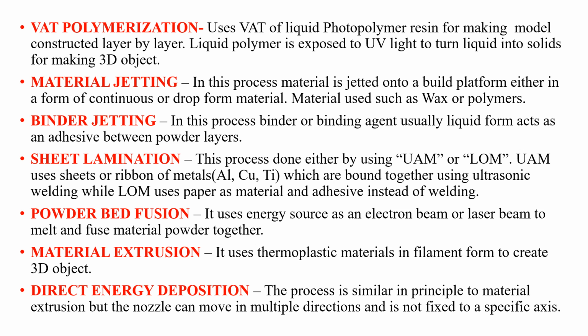After that, next one is the powder bed fusion process. The word indicates the material will be in the form of powder, and this powder is fused by using an energy source, that can be an electron beam or laser beam. Next classification is material extrusion. In this particular process, the material used is thermoplastic in the form of filament to create a 3D object.